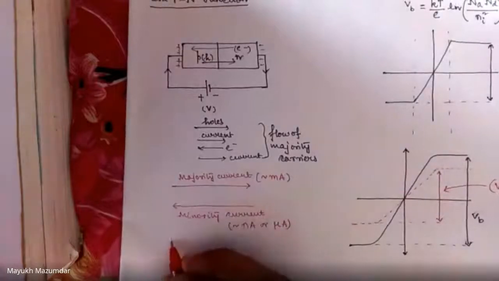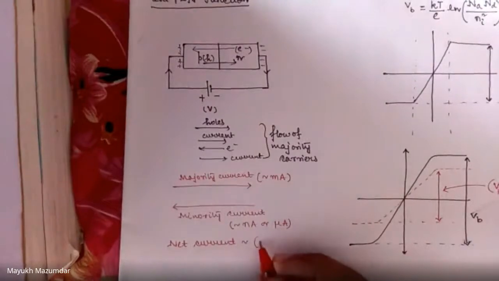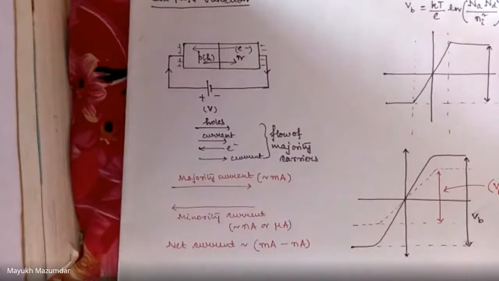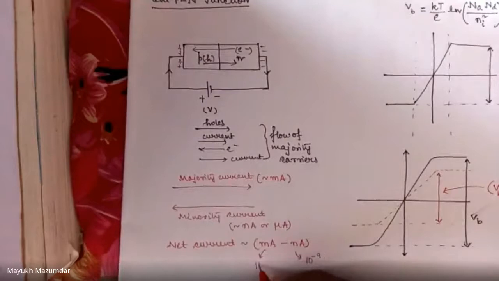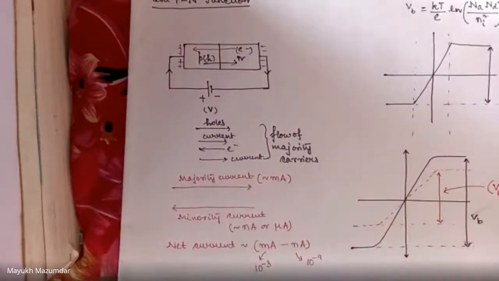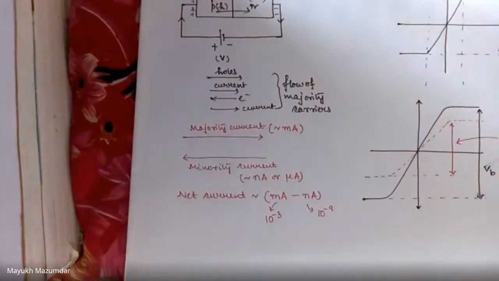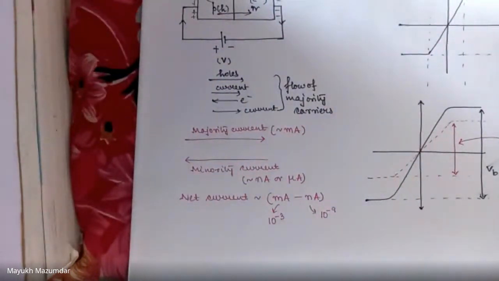So if you want to subtract it, what is your net current? Your net current is of the order of milliampere minus nanoampere. Are you getting it? Yes, sir. Nanoampere is what? 10 to the power minus 9. That means nano, and milli is 10 to the power minus 3. So you can see this current is a million times smaller than this current. It's like subtracting 1 rupee from 1 billion rupees.